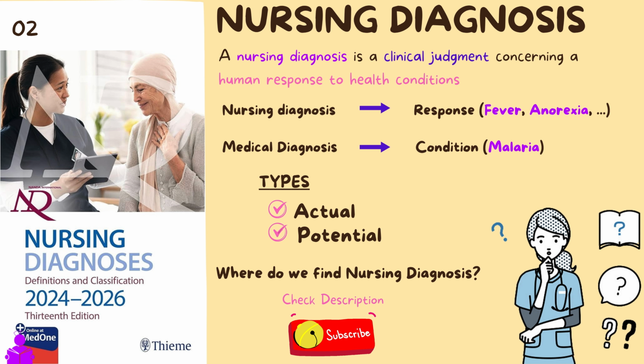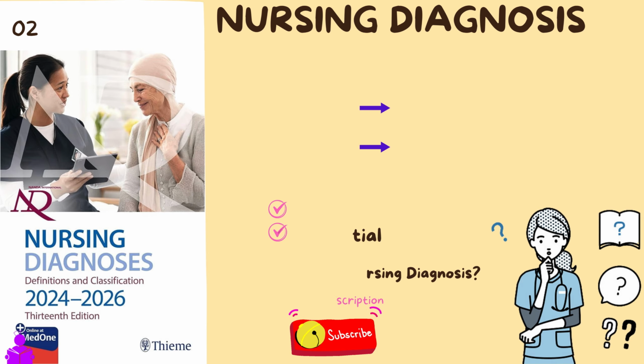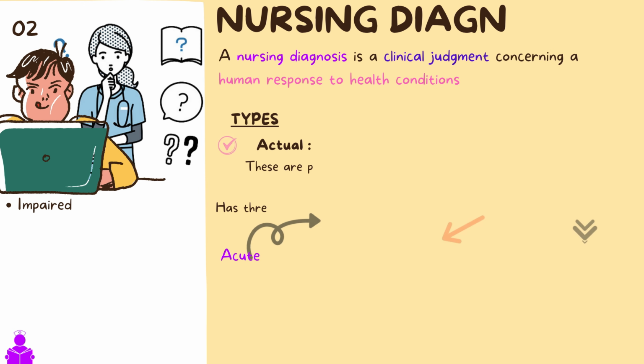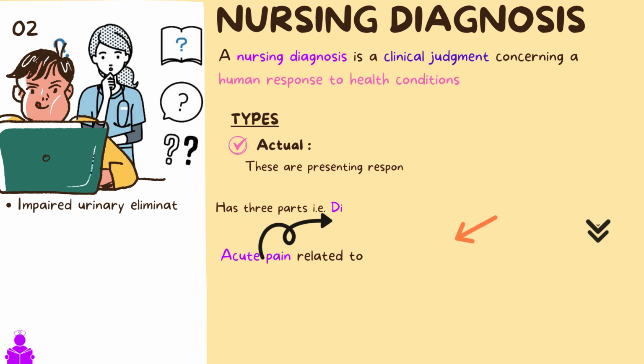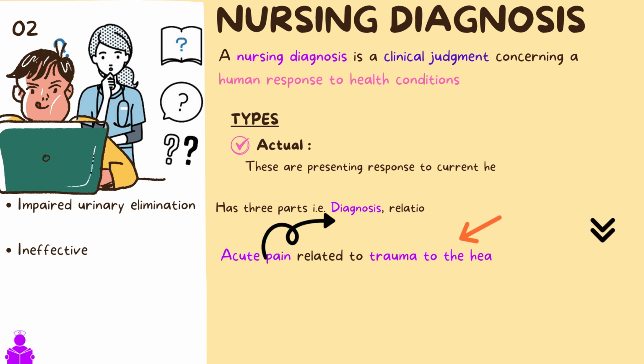And then we have two types of these nursing diagnoses. We have the actual and potential. You might be wondering, where shall we get our nursing diagnosis? We shall get them from NANDA. And you can check in the description where you'll get the link to download the simplified version of NANDA. Now, let's expand actual nursing diagnosis. These are problems a patient currently has, right?